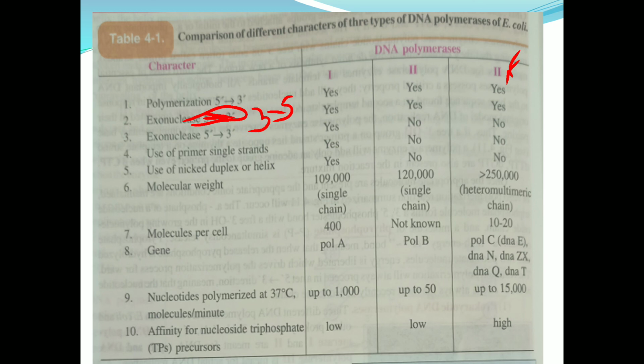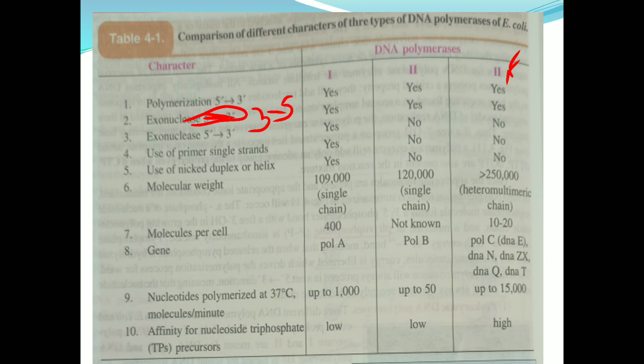And regarding the number of nucleotides polymerized per minute at 37 degrees centigrade, DNA polymerase 1 adds up to 1000 nucleotides, DNA polymerase 2 only up to 50 nucleotides, and DNA polymerase 3, which is the main replicating enzyme, can add up to 15,000 per minute. As for the affinity for nucleoside triphosphate precursors, DNA polymerase 1 and 2 have low affinity, and polymerase 3 has high affinity.